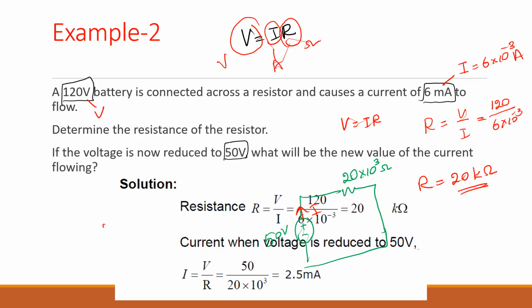If we rearrange Ohm's law, current is the voltage divided by the resistance. So the voltage is now 50, and the resistance is 20 times 10 to the 3. We can find the current, which is 50 divided by 20, which is 2.5 times 10 to the negative 3 amps, or we can say it as 2.5 milliamps. So the current for the second question is 2.5 milliamps.